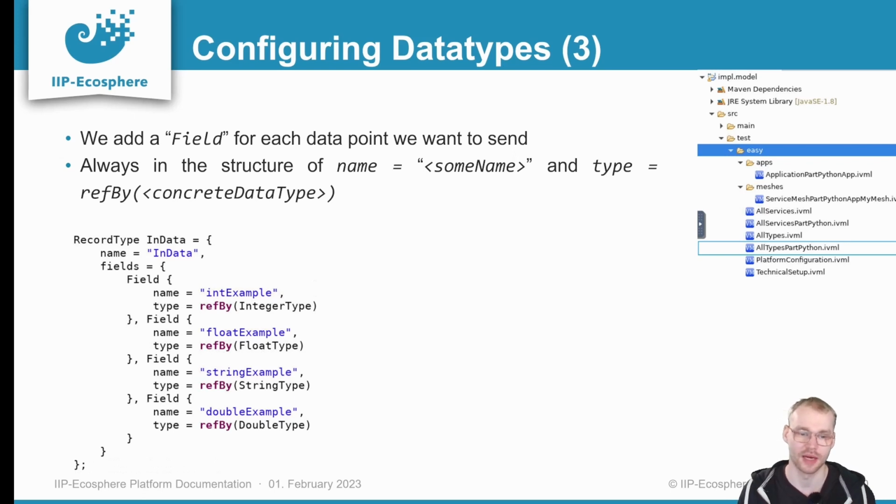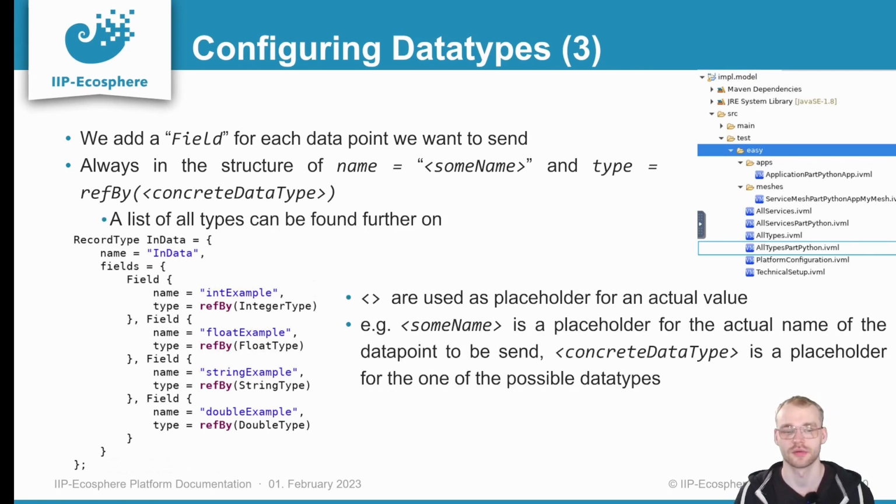And a ref by, which refers to a concrete data type. So integer type would be an integer, float type, a float. All possible types will be shown later in this slide set, or you can also dig into the meta model and look at the different defined data types in there. The little brackets around the names are used to symbolize that these are placeholders and are supposed to be exchanged with a concrete name or a concrete type.